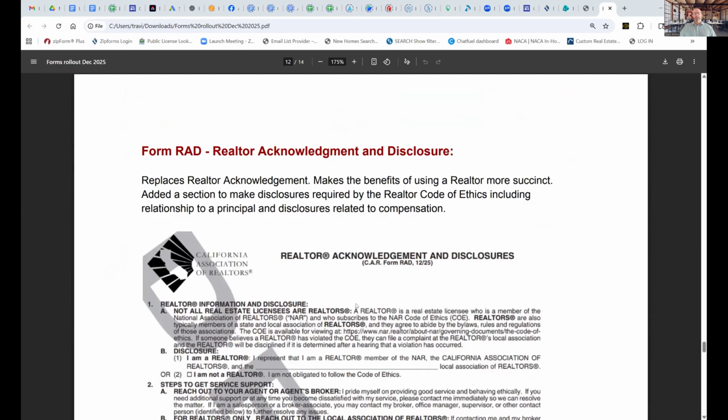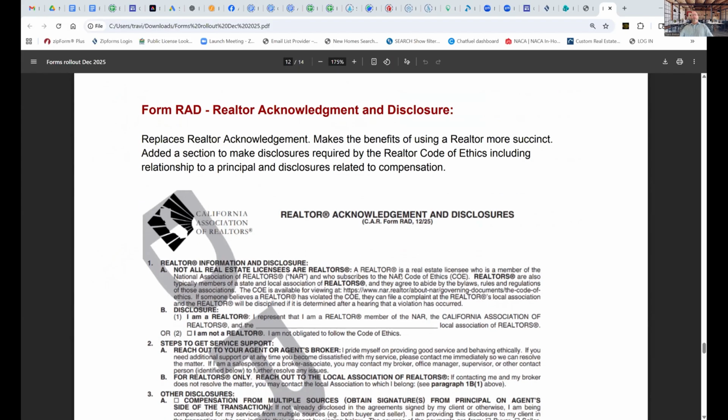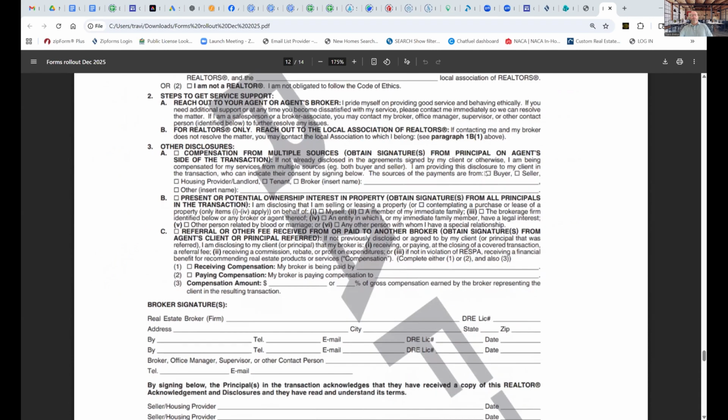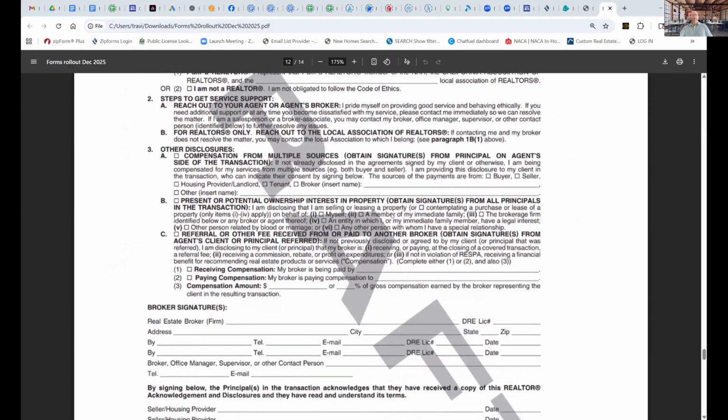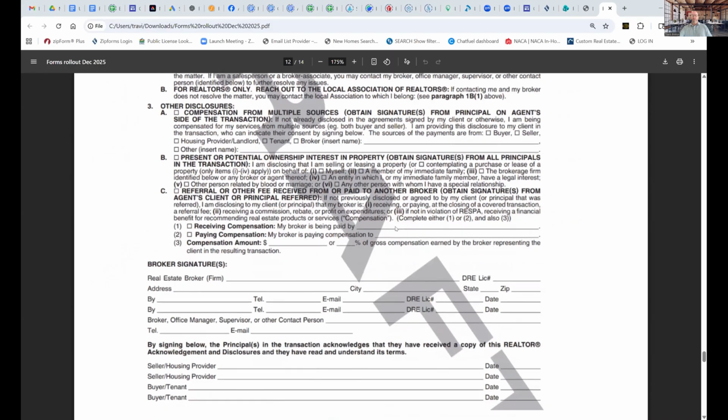The RAD form, again, we did this one last week, but if you missed last week, this replaces the realtor acknowledgement, makes the benefits of using a realtor more succinct, and adds a section to make disclosures required by the Realtor Code of Ethics, including relationship to a principal and disclosures related to compensation. This is a one-pager.